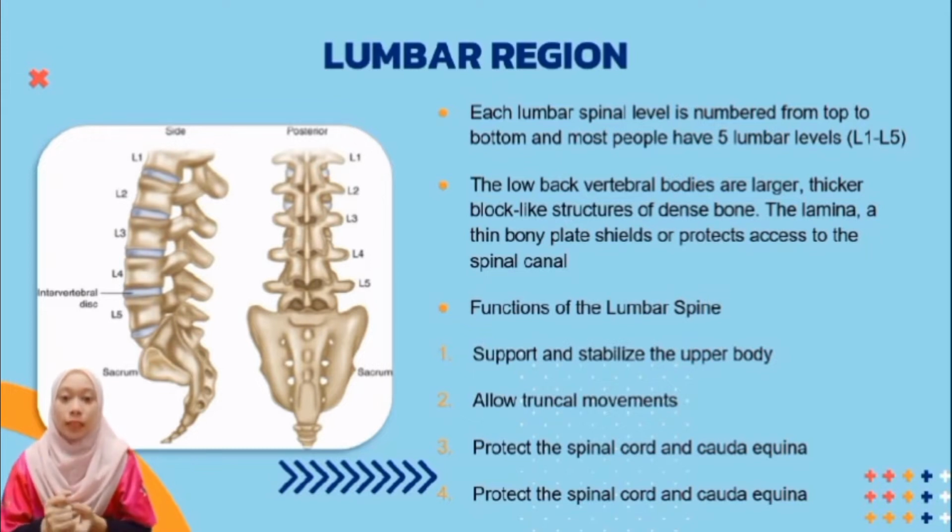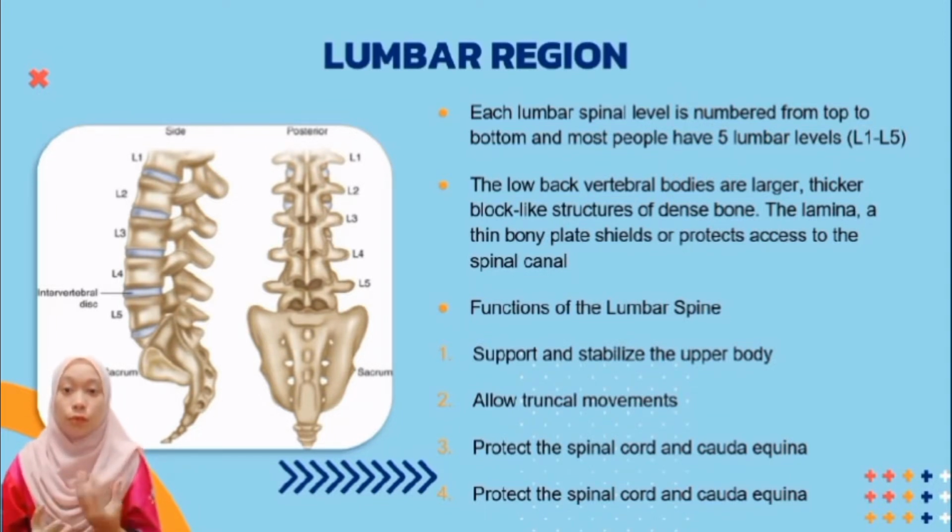Now we proceed to the functions of the lumbar spine. There are four main functions. The first one is to support and stabilize the upper body. The second one is to allow truncal movement. The third one is to protect the spinal cord and cauda equina. And the lumbar spine also serves to move the body, with motions such as flexion, extension, rotation, and also side bending.